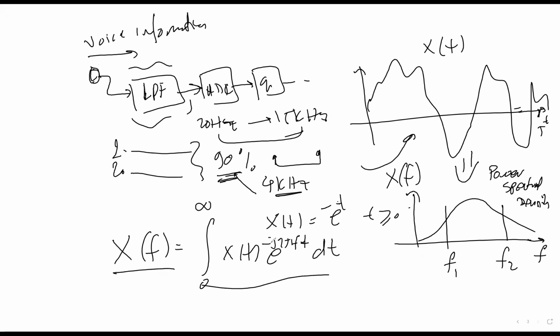However, in our random process, x of t is random. We don't have an equation for x of t. Here x of t is a random signal. Every speaker, when he speaks, generates some signal, and this signal is random.